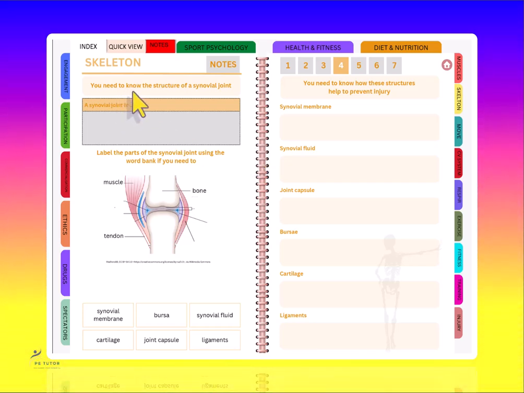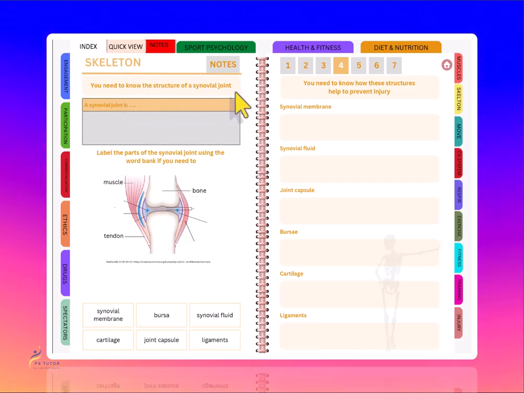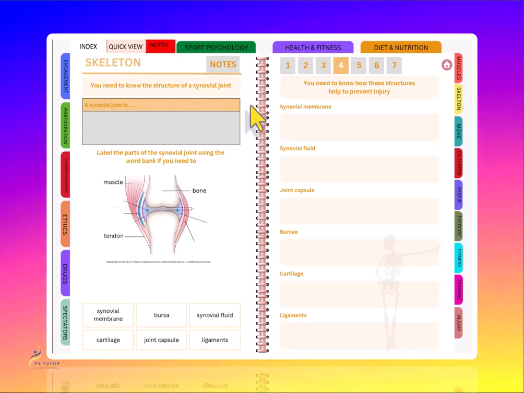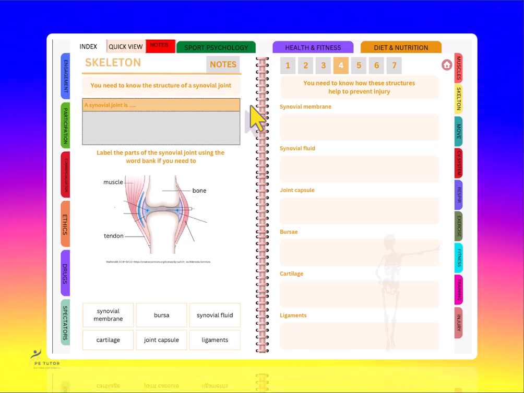You need to know about the structure of a synovial joint. So we're going to spend a bit of time looking at what a synovial joint is, how we might label it if we're asked to do that, and then we need to understand the function of all the different parts of the synovial joint, and particularly how it can help to prevent injury. So quite a bit here, so let's make a start.